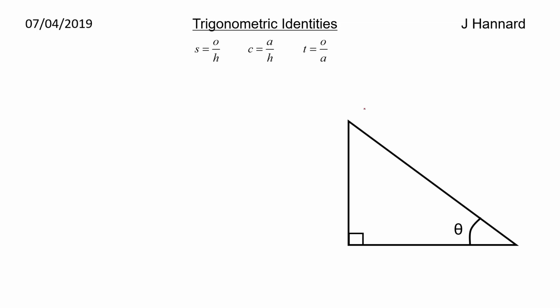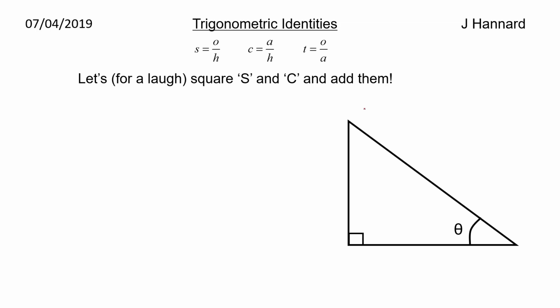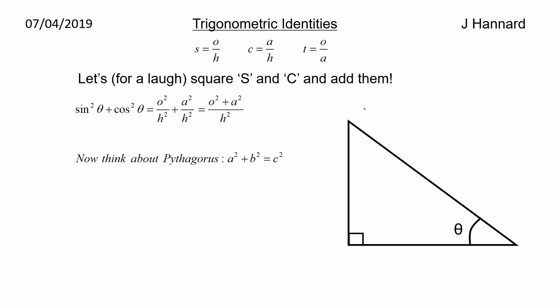So here's a lovely triangle, and we've got our three identities at the top. Let's, for a laugh, square S and C and add them together. So sine squared plus cos squared is equal to O squared over H squared plus A squared over H squared, which is O squared plus A squared over H squared. And if you think about Pythagoras, A squared plus B squared equals C squared.